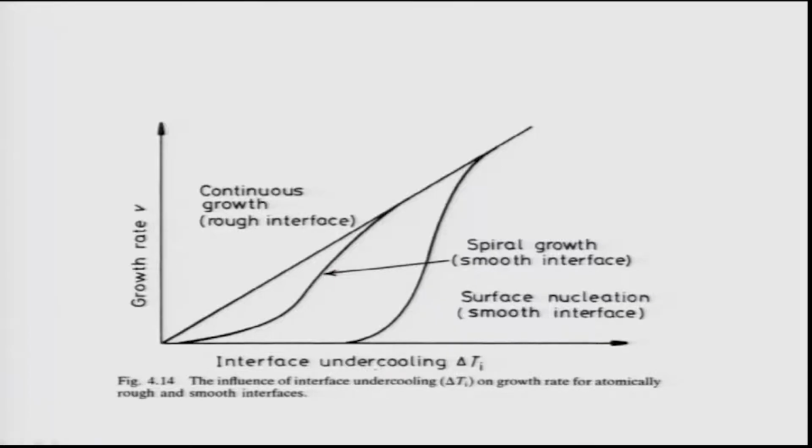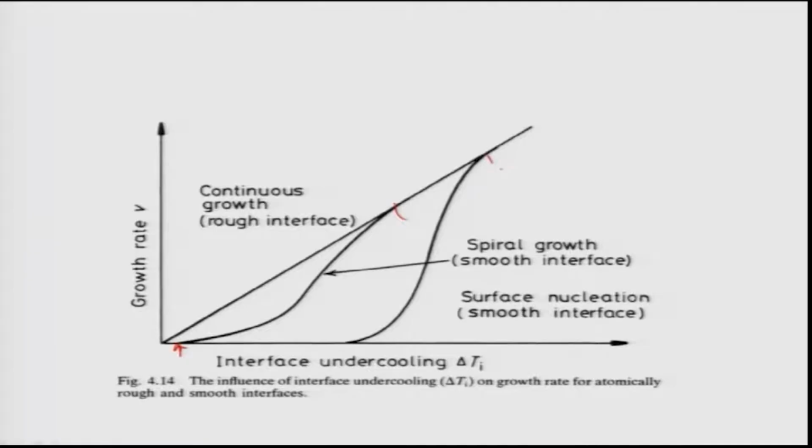That is because you need surface nucleation, and nucleation requires a new surface to be generated, and that is why you need more driving force, and more driving force means more undercooling. On the other hand, spiral growth, which is because of the screw dislocations, does not require much undercooling. You can see this curve is pretty low. Then it starts off and goes, and finally at a higher undercooling, all the growth rates will be the same as continuous growth. That is what you see here.